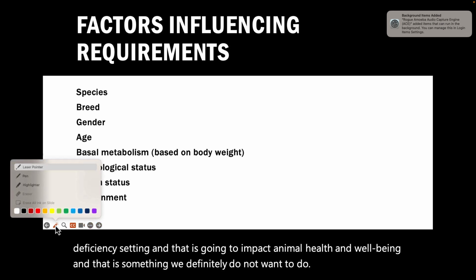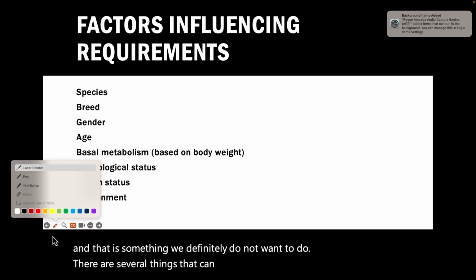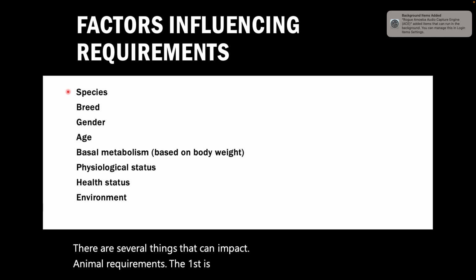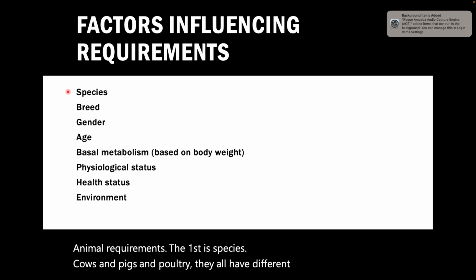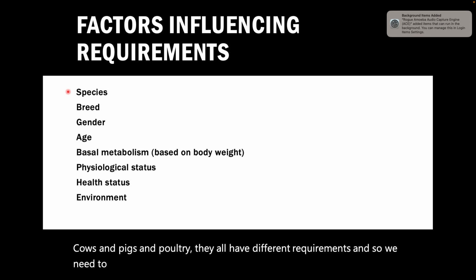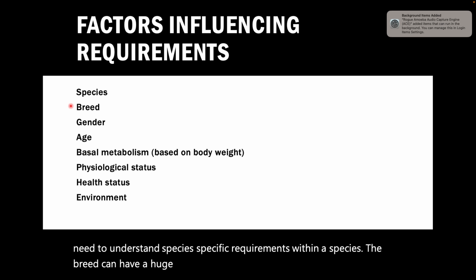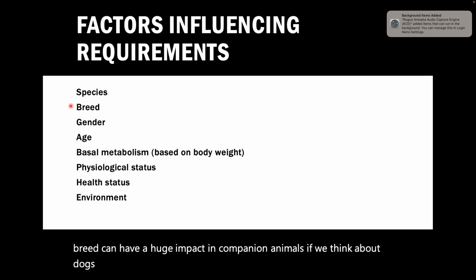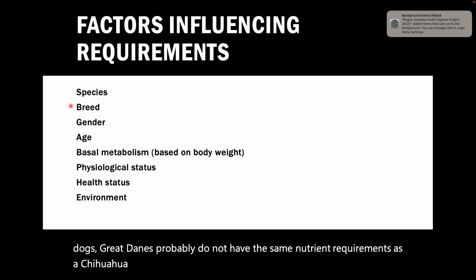There are several things that can impact animal requirements. The first is species. Cows and pigs and poultry, they all have different requirements, and so we need to understand species-specific requirements. Within a species, the breed can have a huge impact. In companion animals, if we think about dogs, Great Danes probably do not have the same nutrient requirements as a Chihuahua does. And so that breed can have a major impact.